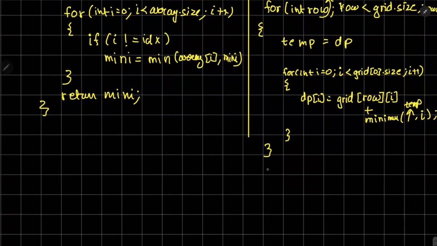Now we have the array after the last row, so we just have to return the minimum element from the DP array, and that will be our answer. So I hope that you have understood this problem. It was really easy. Tell your views about it. Should it be hard or should it be easy or medium? I think it should stand medium.